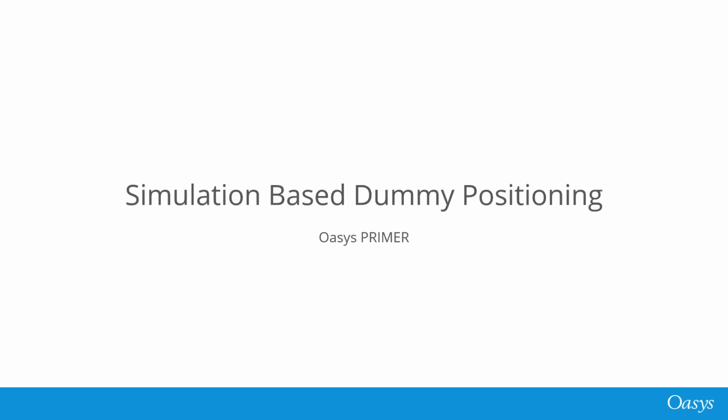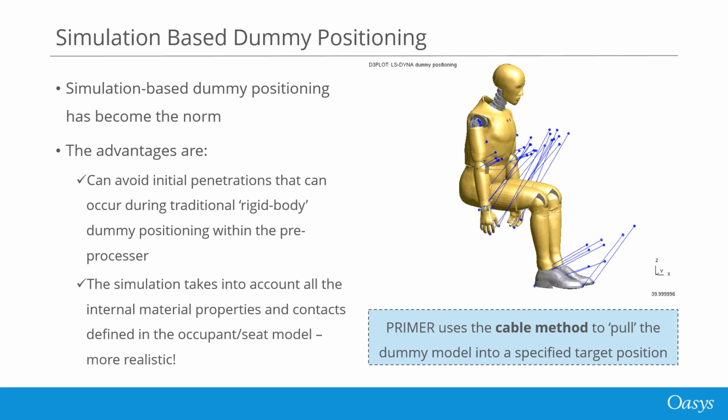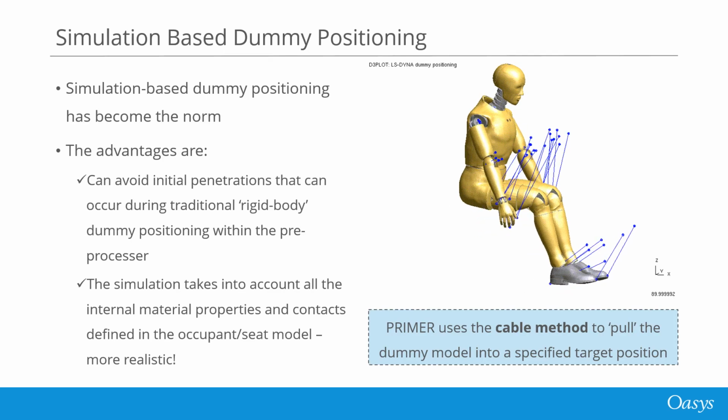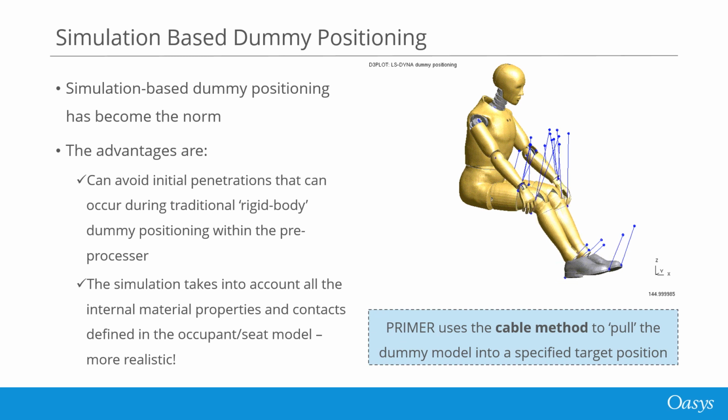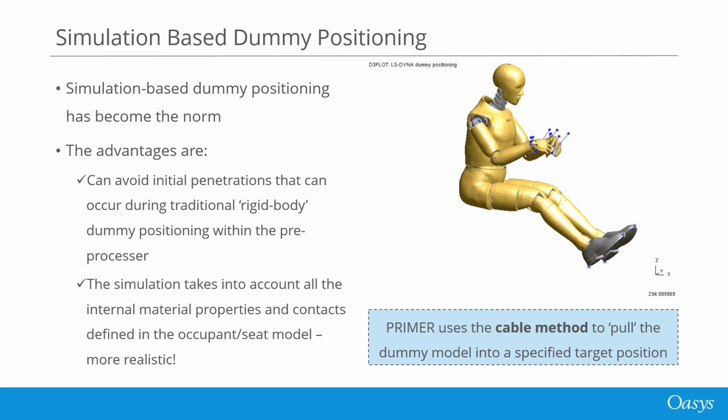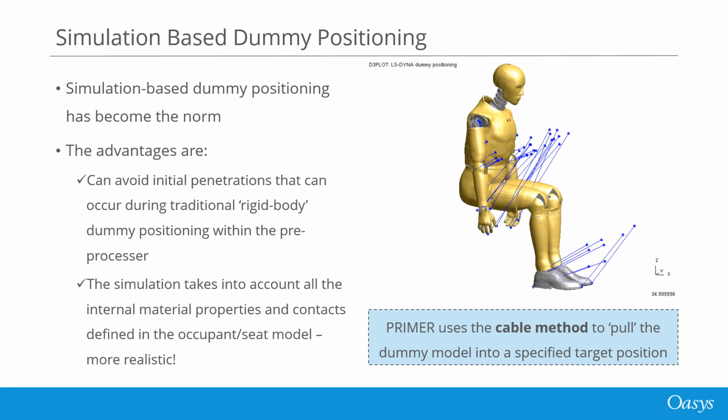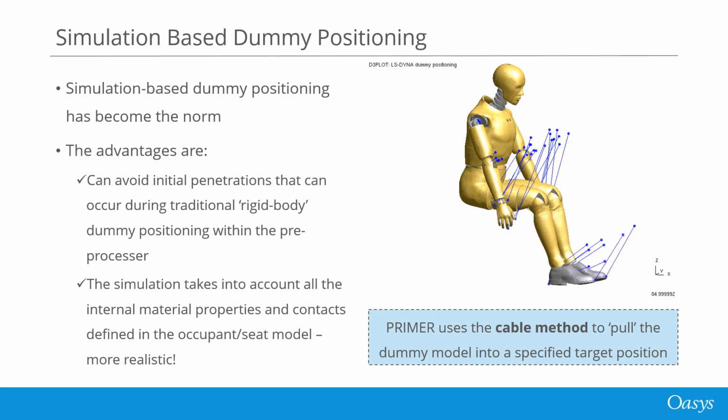So I will now talk you through the simulation-based dummy positioning tools available within Primer. Pre-simulation-based dummy positioning has become the norm. This is when you run an analysis in LS-DYNA whose sole purpose is to position the dummy. So why would you use a simulation to position a dummy rather than just move the dummy assemblies around in Primer as shown in the previous example?